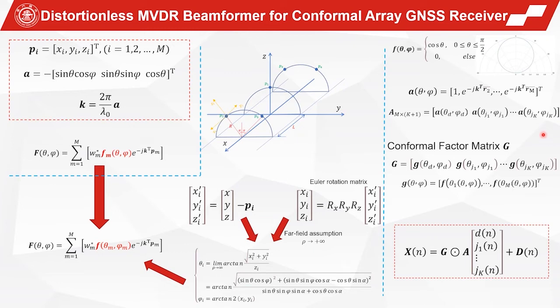First, assume there are K interference and one Beidou signal d(t). For an arbitrary signal s(t) with incident angle of (θ, φ) and wave vector k, its steering vector is expressed here as a(θ, φ), and the array manifold of the incoming signals can be expressed as the matrix A. And for convenience, the conformal factor matrix CFM G is defined to incorporate the conformal characteristic. Finally, the observation vector of the conformal array can be obtained as here.